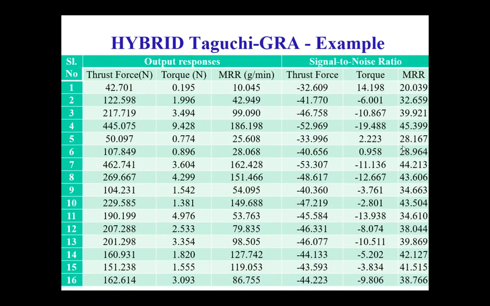So the output responses, there are three output responses. One is thrust force and the other one is the torque. These two are the cutting forces in drilling operations. In drilling operations, these two are the outputs, that is the cutting forces. And the third one is the material removal rate in gram per minute.